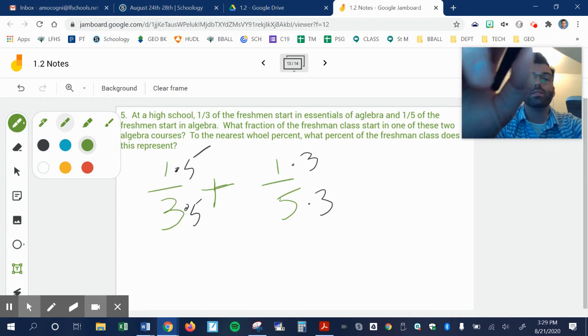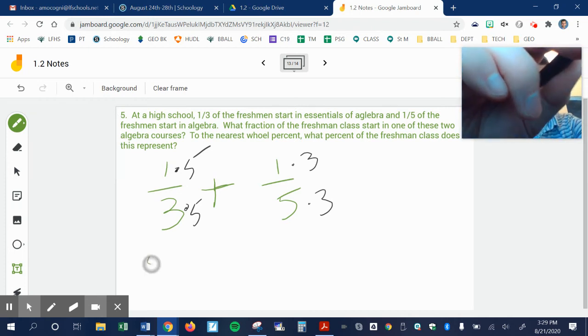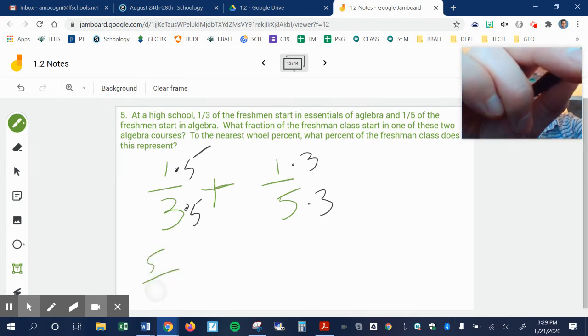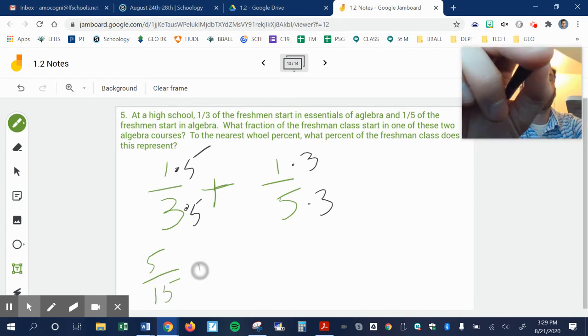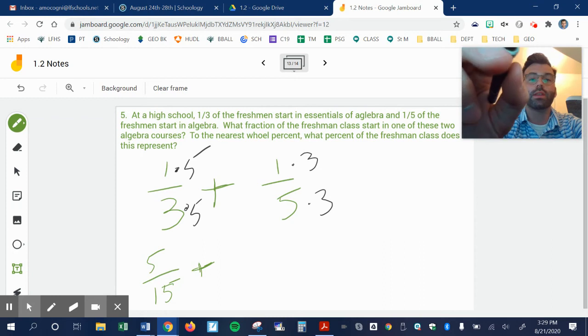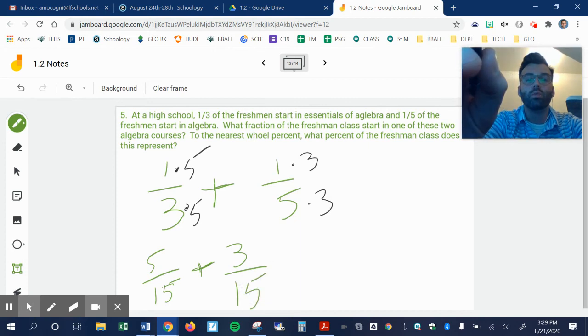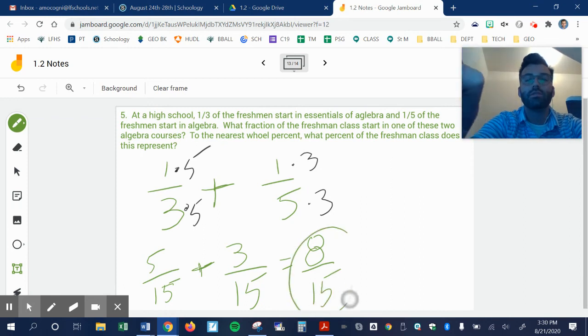So I get 1 times 5 gives me 5 over 5 times 3 gives me 15, plus 3 times 1 gives me 3 over 15. So what fraction of the freshman class? About 8/15. That's the first part.